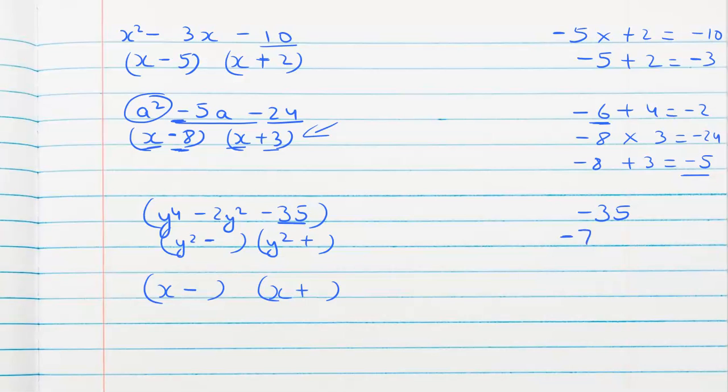So 7 will be negative, 5 will be positive. So we get negative 2, which is the middle number. And when we multiply these two, we get negative 35. So this will be y squared minus 7, y squared plus 5. And this is the answer for this one.